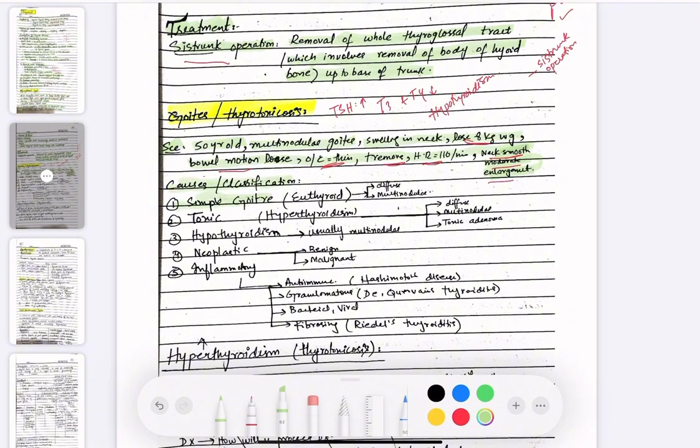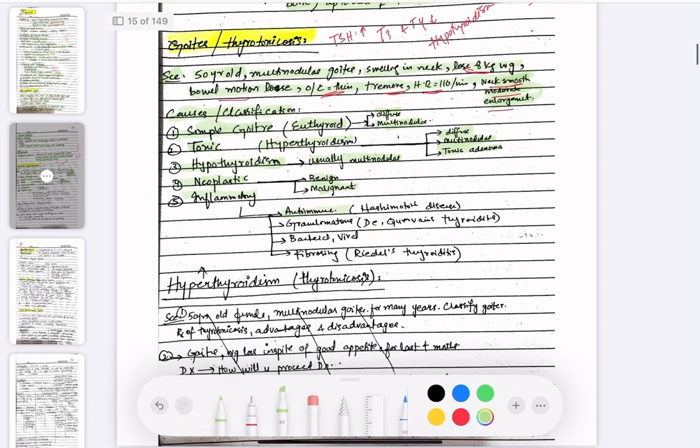is diffuse or multinodular. Then we have toxic goiter, which is hyperthyroidism, which may be diffuse, multinodular, or toxic adenoma. Then we have hypothyroidism, which is usually multinodular. Then neoplastic, which is benign and malignant. And then inflammatory, which is autoimmune, that is Hashimoto's disease. Granulomatous, which is bacterial and viral, and fibrosing, that is Riedel's thyroiditis. So these are the classification of goiter.